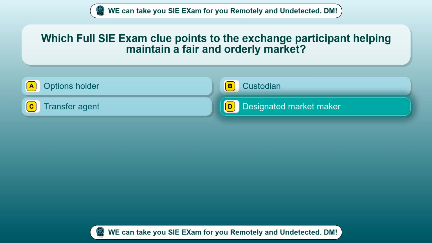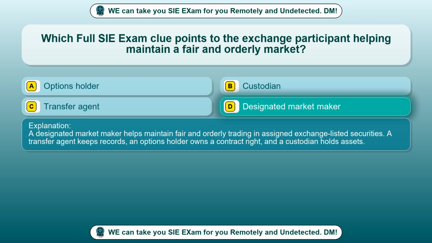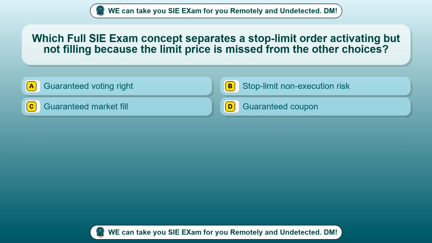Designated market maker. A designated market maker helps maintain fair and orderly trading in assigned exchange-listed securities. A transfer agent keeps records, an options holder owns a contract right, and a custodian holds assets. Question 31. Which full SIE exam concept separates a stop limit order activating but not filling because the limit price is missed from the other choices?